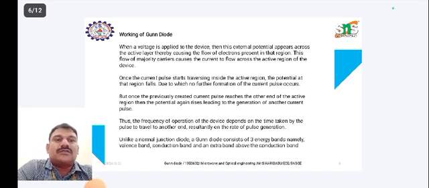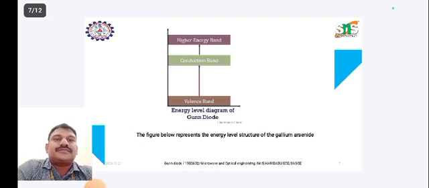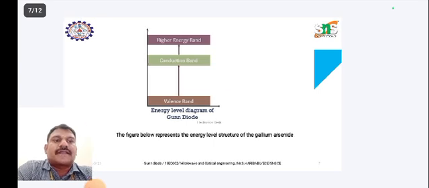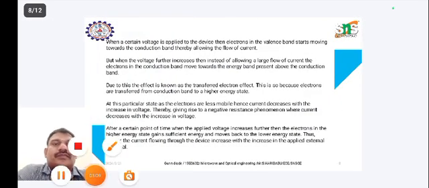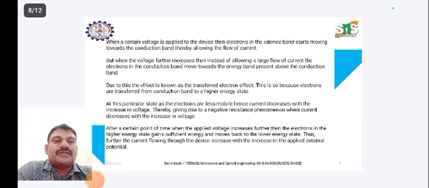Unlike a normal junction diode, a Gunn diode consists of three energy bands, namely the valence band, the conduction band, and an extra band above the conduction band. See how it is represented here. This will be explained by the Gunn transferred electron effect.